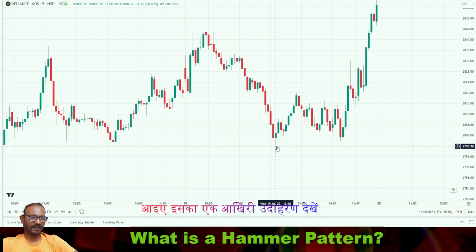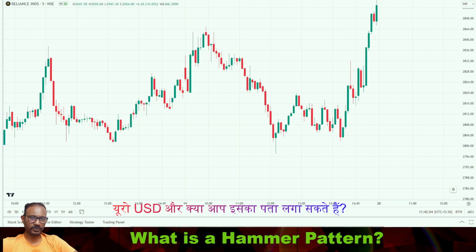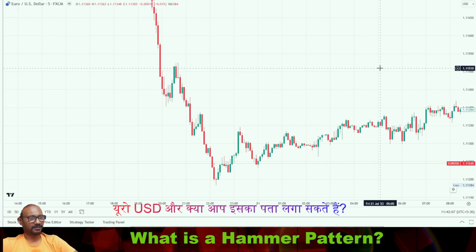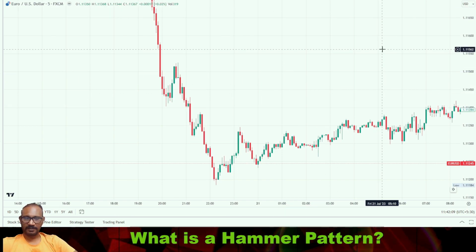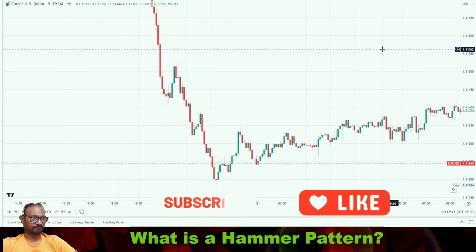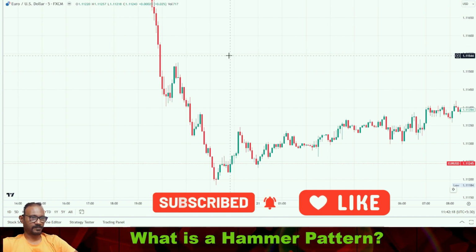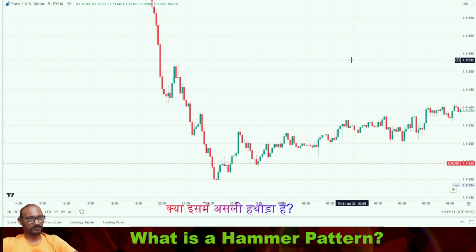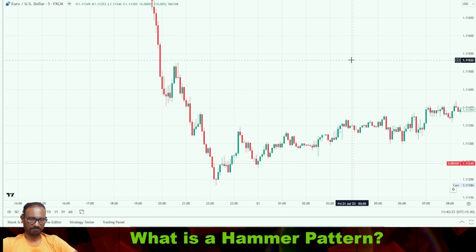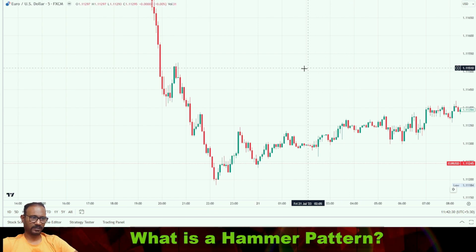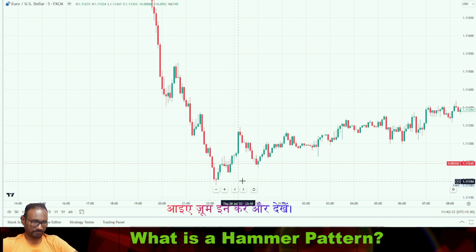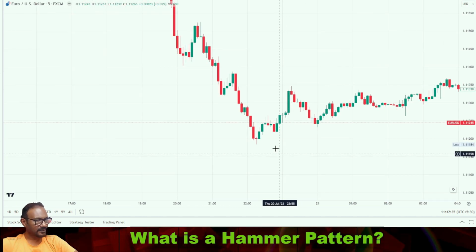Let's see one last example of Euro USD. Can you spot the hammer pattern on this? So, is there a genuine hammer in this? All right, I'm going to reveal. The most genuine hammer is over here. Let's zoom in and see that.